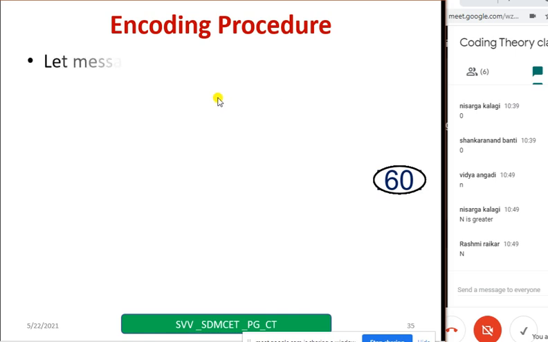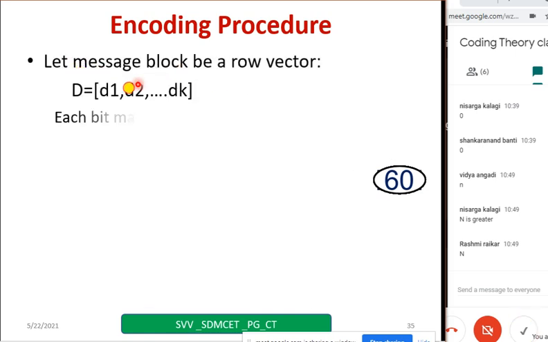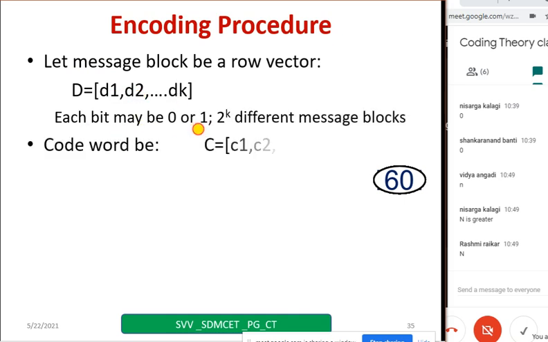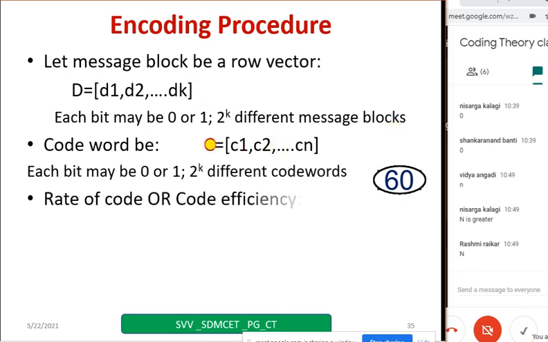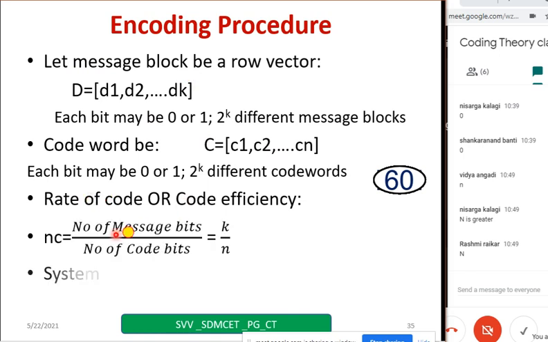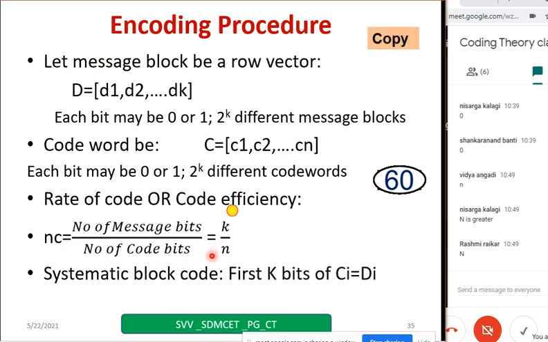Now let us consider a message d equal to d1, d2, up to dk, and each bit may be either 0 or 1. 2 raised to k different message blocks I will get, and code words C1 to C2 raised to k. The rate of the code is given by the number of message bits divided by the number of code bits. This you have to note down, k by n.